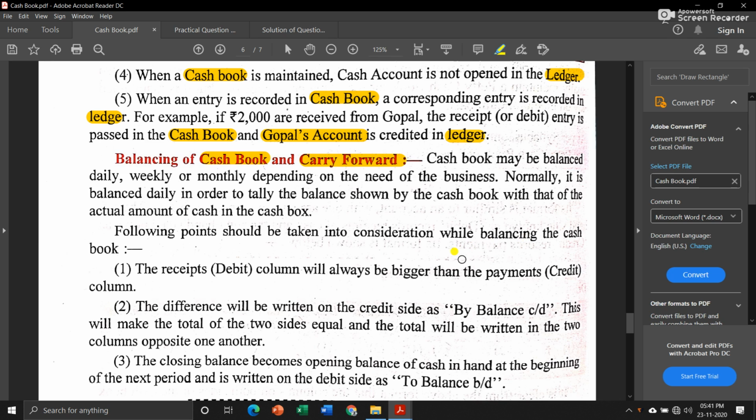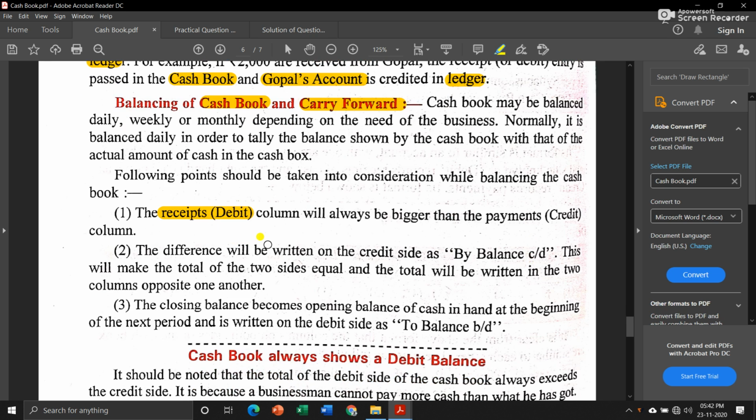Now we have to follow some rules, or understand some points, for balancing the cash. The receipts or the debit column will always be bigger than the payment side. That means we will receive more cash, or we will have more cash in hand than payment. Then the difference will be written on the credit side as by balance carried down. It means for the balancing figure, first we will add the payment side and the receipt side, and after that we will find the difference between these two amounts. So the difference amount will be the balance, which we will record on the credit side by writing by balance carried down.